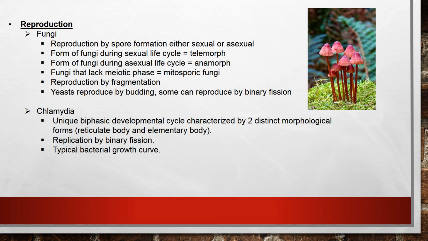During asexual reproduction, 2 spores are produced, conidia and sporangiospores. In most yeasts, asexual division is by budding, and some use binary fission. Fungi can also reproduce by fragmentation.